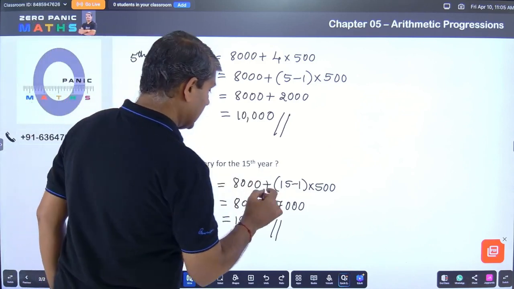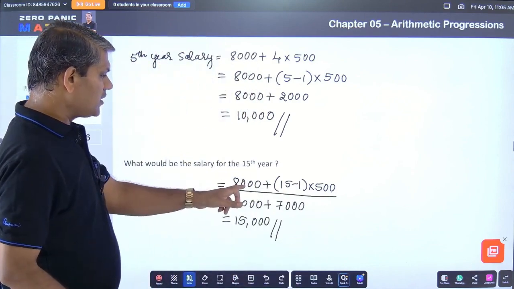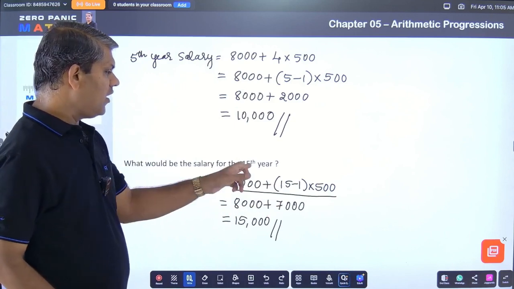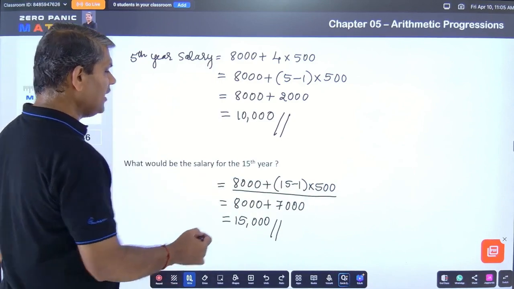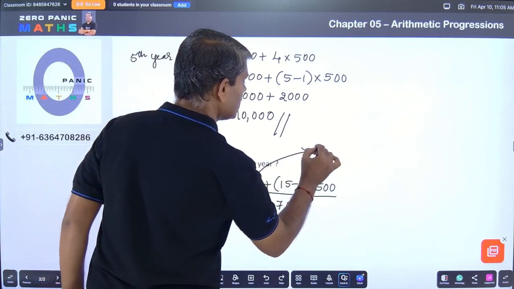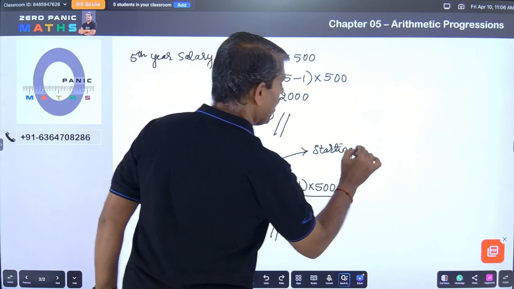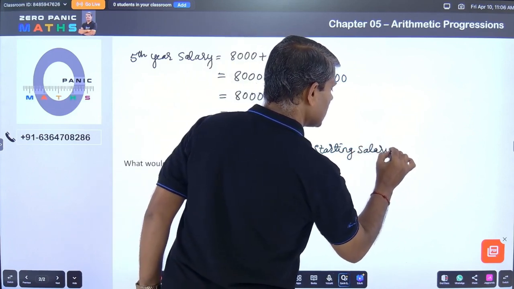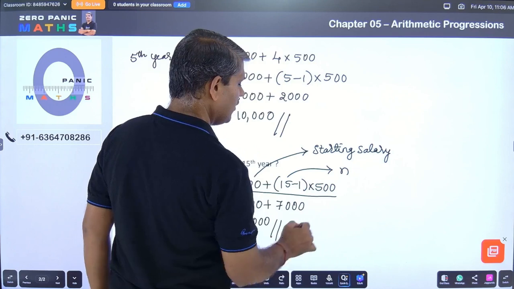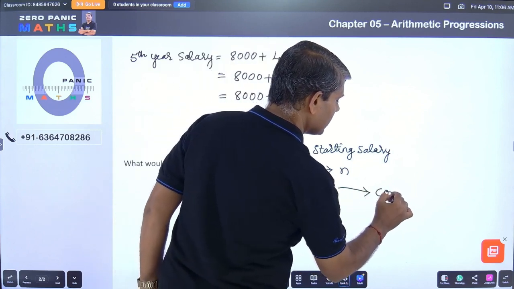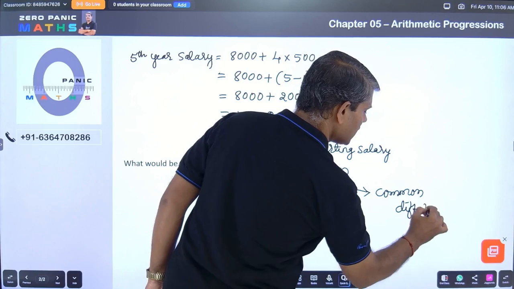So remember this and concentrate on this. What all we have done is, this is the salary of the first year, this is the year for which we are calculating the salary, and this is the increment. Okay, can we write like that? Suppose this is the starting salary, or the first term, this is the value of n, and this is the common difference. Is it right? Common difference, or it is the increment in this case.